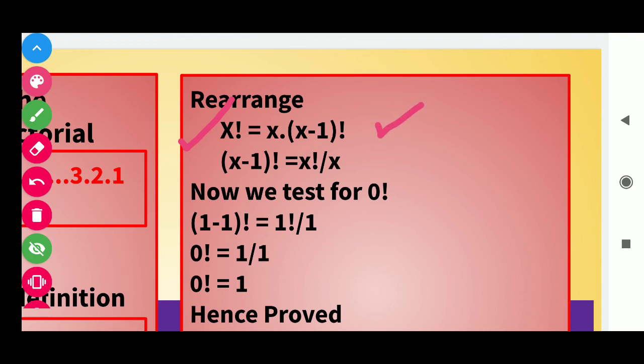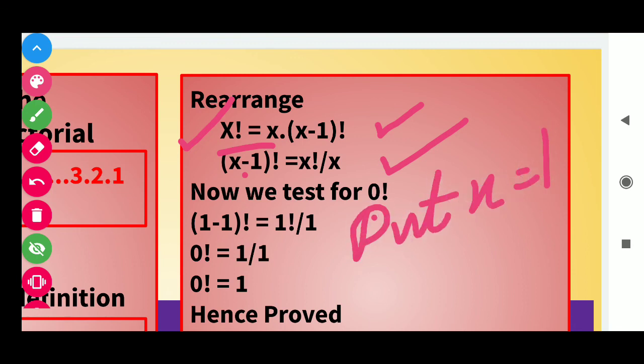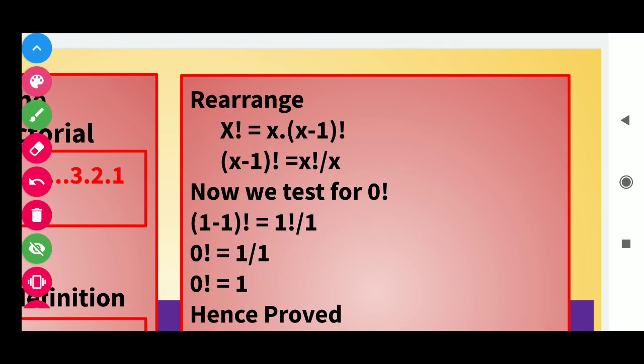So students, if we take this x in the denominator to the left side, we get x minus 1 factorial is equal to x factorial by x. Now we test for 0 factorial. If we want 0 factorial, then put x is equal to 1. Here you have to put x is equal to 1. So in this way we get 1 minus 1 factorial is 1 factorial by 1. 1 minus 1 is 0. In this way we get 1 over 1, that is 1. So students, you can see here 0 factorial is equal to 1. This is the required result.